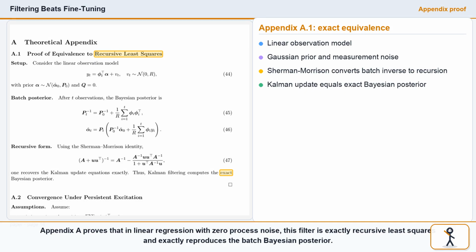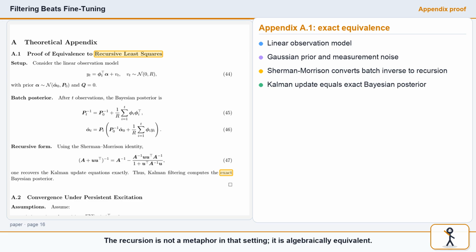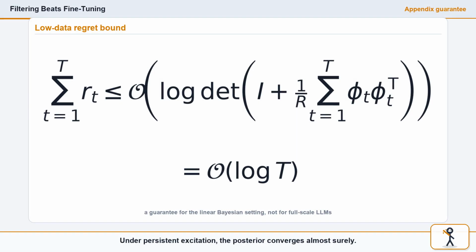The appendix proves that in linear regression with zero process noise, this filter is exactly recursive least squares and exactly reproduces the batch Bayesian posterior. The recursion is not a metaphor in that setting, it is algebraically equivalent. Under persistent excitation, the posterior converges almost surely. The appendix also gives logarithmic cumulative regret in the low-data linear setting. These guarantees come from classical Bayesian estimation, not a new theorem about arbitrary transformers.